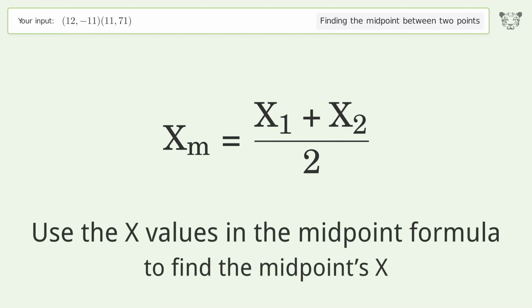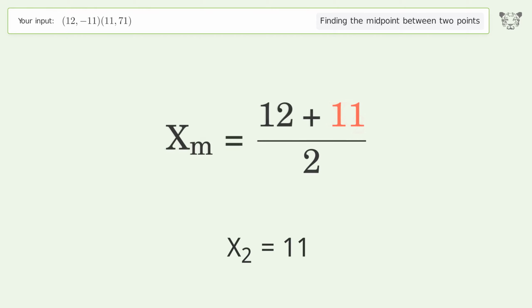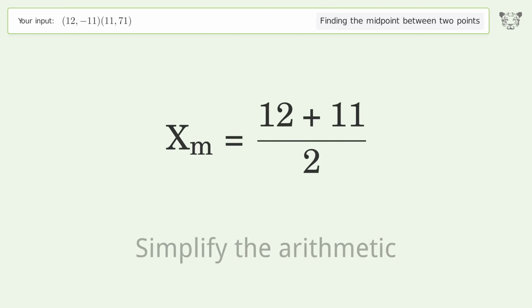Use the x values in the midpoint formula to find the midpoint's x. x1 equals 12. x2 equals 11. Simplify the arithmetic.